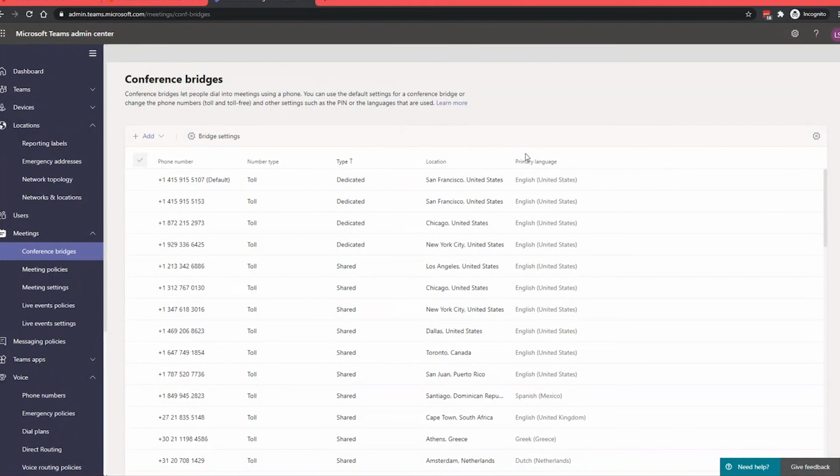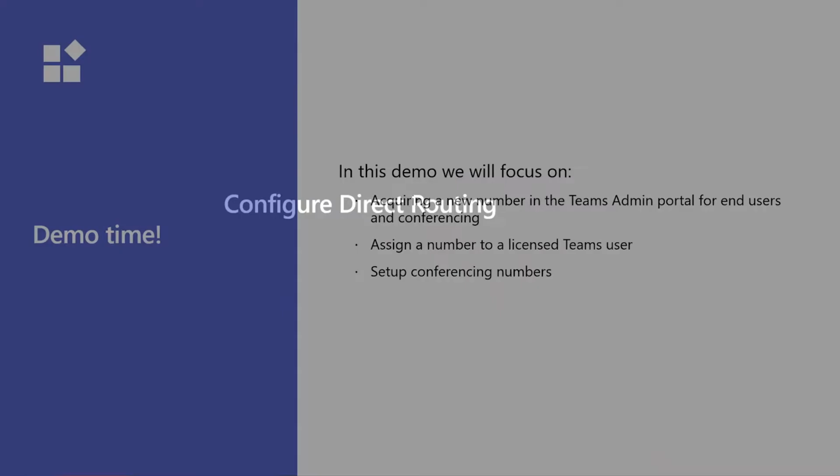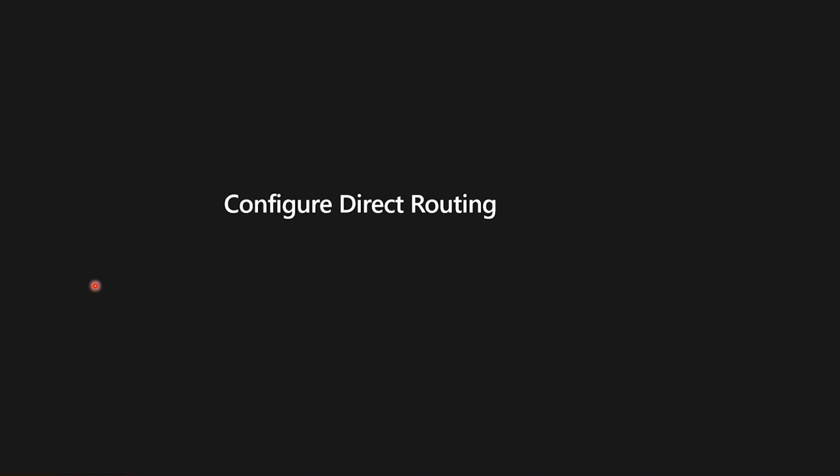So in this quick demo, in a matter of a few minutes, I acquired phone numbers, I acquired conference dialing numbers, and I configured them and assigned them to my users. Okay. Back to our content here. So now we configured Microsoft calling plans and conference numbers for my user. Let's focus on direct routing a little bit.